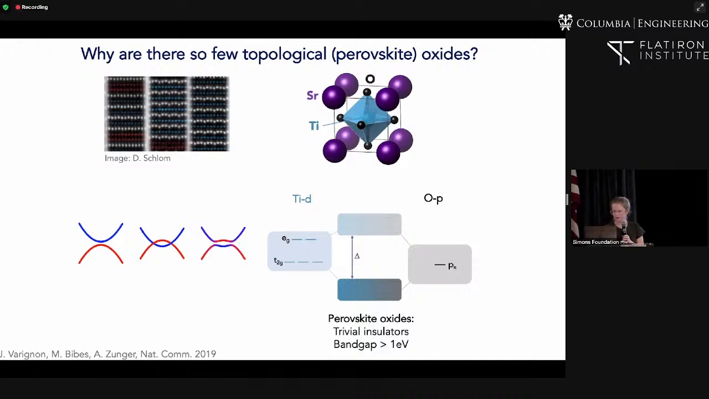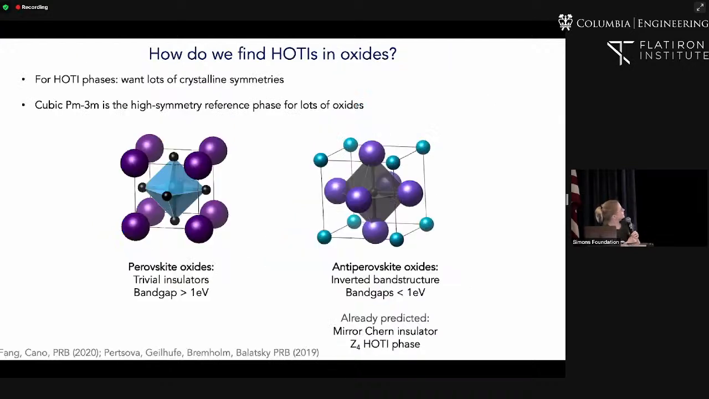But what we can do is instead invert the crystal structure. So rather than looking for perovskites, we can actually think about inverting the crystal structure to try and invert that d-p hybridization. And that's where we get anti-perovskites. So we're going to look for these sorts of topological phases in these anti-perovskite systems. And this actually works, by the way. So it might seem trivial that you just invert the structure and get the band gap inversion, but it does work.